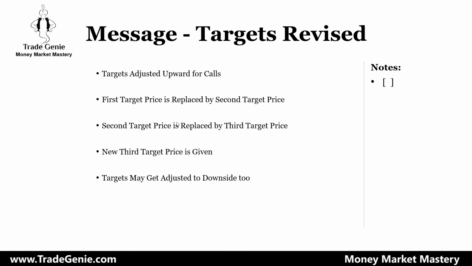Sometimes we send out a message for a target revision. Sometimes the targets are adjusted to the downside. We fine-tune the target as the trade is progressing, and when we adjust, we send you the alert. The emails or SMS show a green arrow or a red arrow. When we adjust to the upside, it shows the green arrow. When it adjusts to the downside, it shows the red arrow.